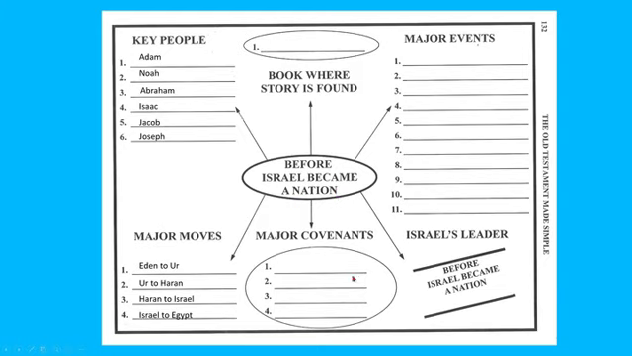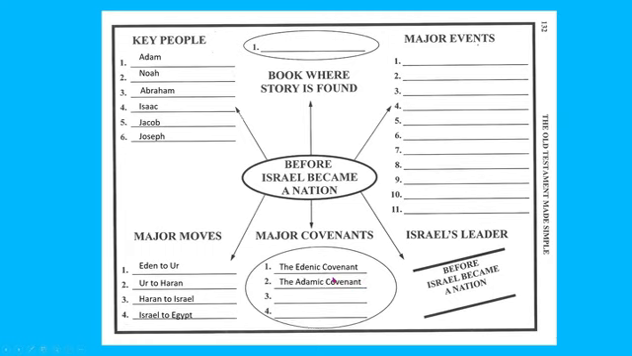Now we had four major covenants. Covenants were agreements that God made with mankind. The first covenant God made was the Edenic covenant. If the man would not eat from the tree in the center of the garden, they would be able to live and exist and have fellowship with God. They broke that covenant, and so God formed a new covenant with them called the Adamic covenant.